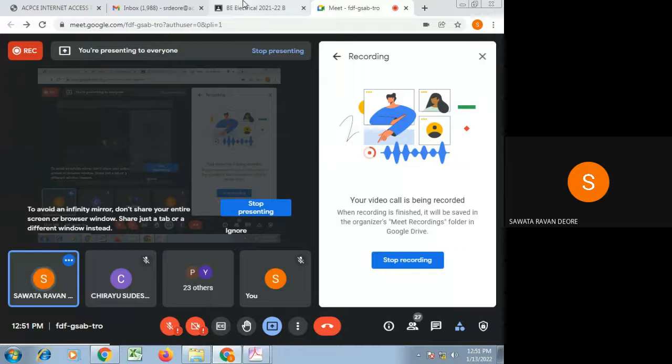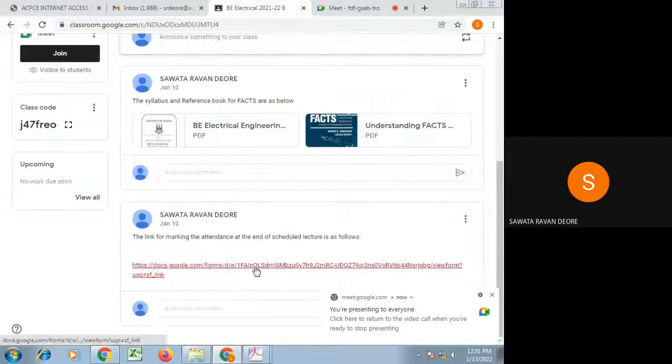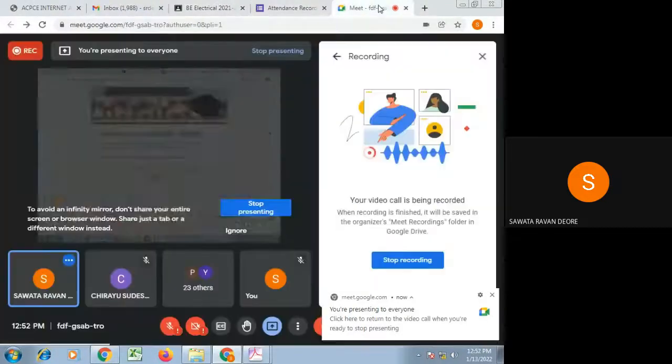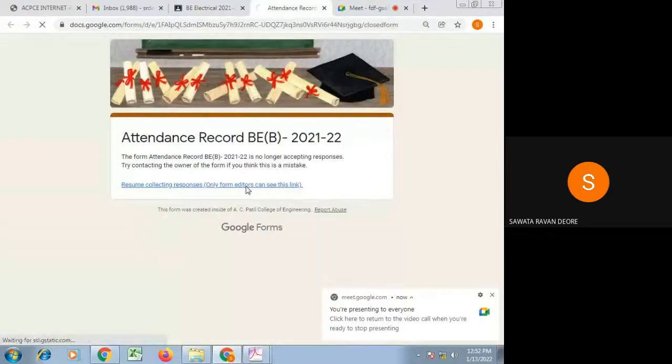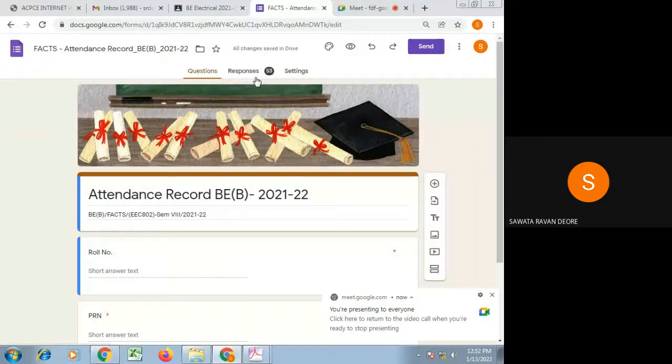we can stop here now. You all please mark your attendance. Please mark your attendance. Those who mark the attendance can leave the meet. Let's see how many are there actually. Those who mark the attendance can leave the meet.